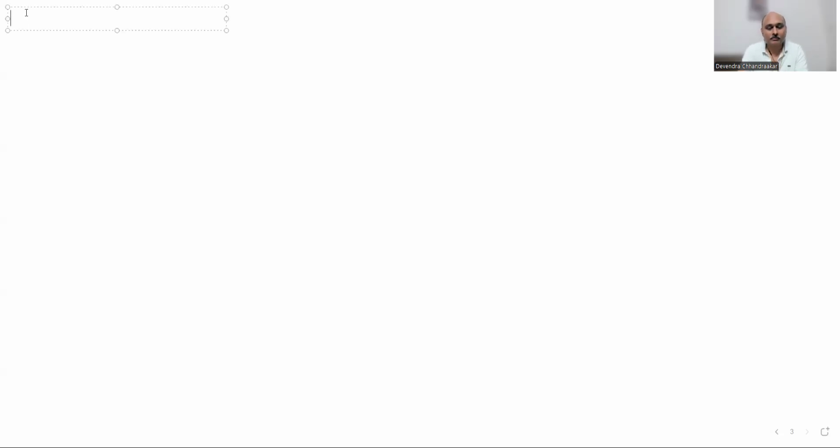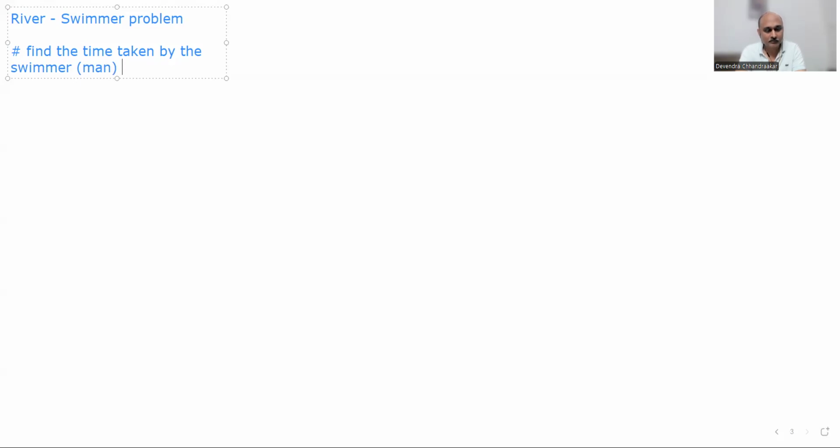Anyways, come on. So now this is the river. Now what we are trying to find here is, in this case, again this is a river swimmer or river boat problem only. Okay. And in this we will try to find the time taken by the man, or swimmer in this case, we will call it man, to cross the river. These are the two things which we will discuss, and also the horizontal drift.